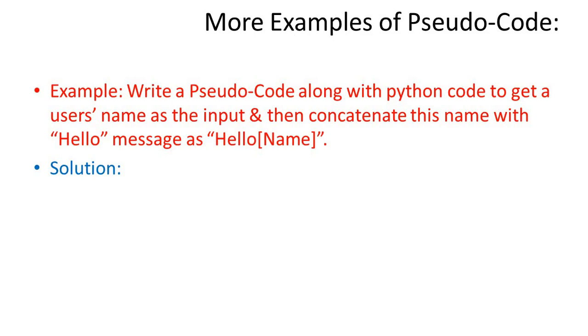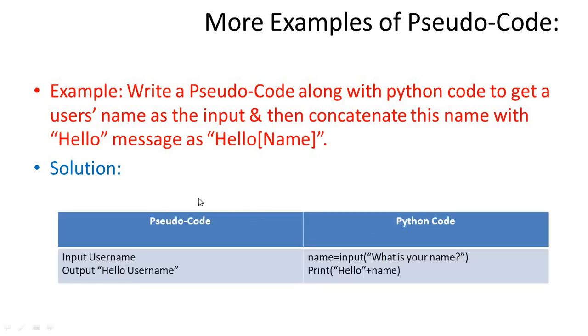More examples on pseudocode. Write a pseudocode along with the Python code to get the username as input and then concat the name with the hello message. So what we require? In pseudocode, we read the username and in output hello username will be concatenated here. But in the language, we have to declare a variable name, input the value of the name, and print hello by using the concat symbol with name.